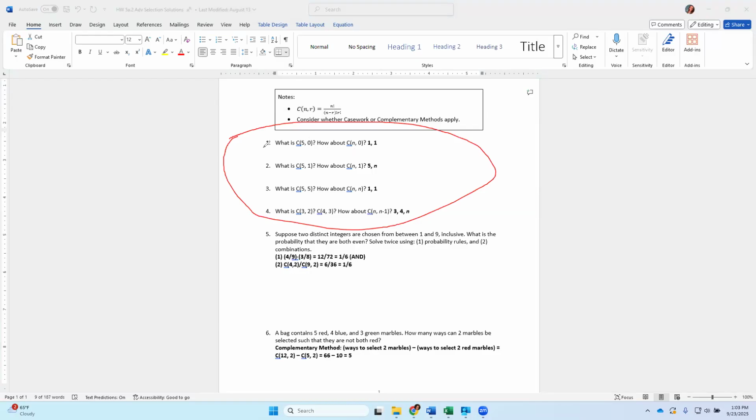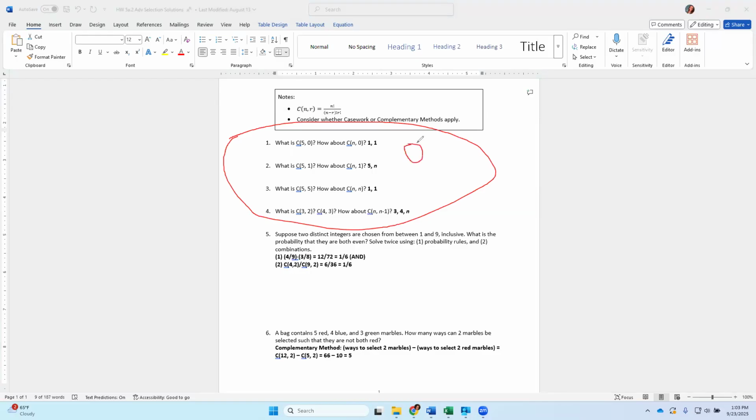But in number 1, it says combination of 5 choose 0, or n choose 0, where n just represents any number. The only way that you can pick nothing, there's just one way to do that. And it's been defined as 1. You could argue, how can you pick nothing? But it's been defined as 1.